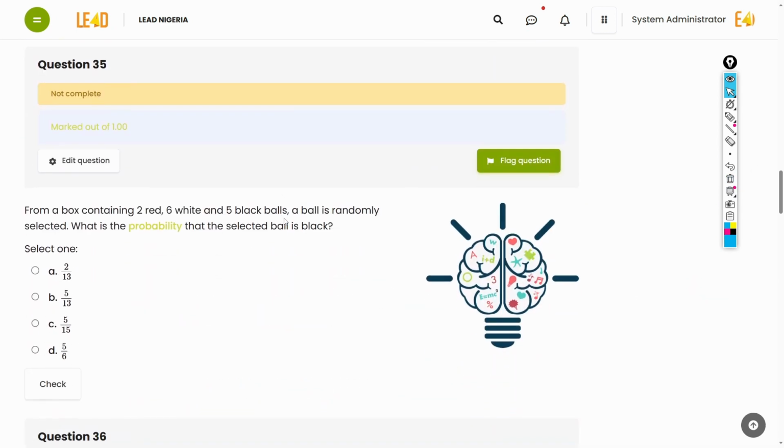So 35 says, from a box containing 2 red, 6 white, and 5 black balls, a ball is randomly selected. What's the probability that the selected ball is black? Because there are 5 black balls there, so that's the probability of black.